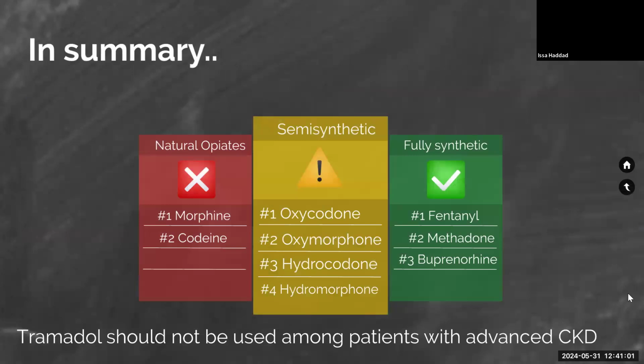So in summary, for opioids, this is my traffic light again. Natural opioids are to be avoided. Semi-synthetic ones you want to use with caution. Hydromorphone, the Dilaudid, is more of a safer drug, but I put it in the yellow because of concern in case reports about H3G, the metabolite, causing neuroexcitation. And the fully synthetic fentanyl, methadone, and buprenorphine are theoretically safer for our patients.